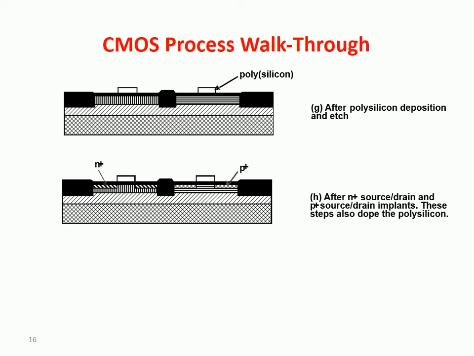I neglected this step. Before removing the oxide, we dope the source and the drain. So we have N plus implantation for the source and the drain of the N-MOSFET. This is going to be the N-MOSFET. So source and drain implantation.